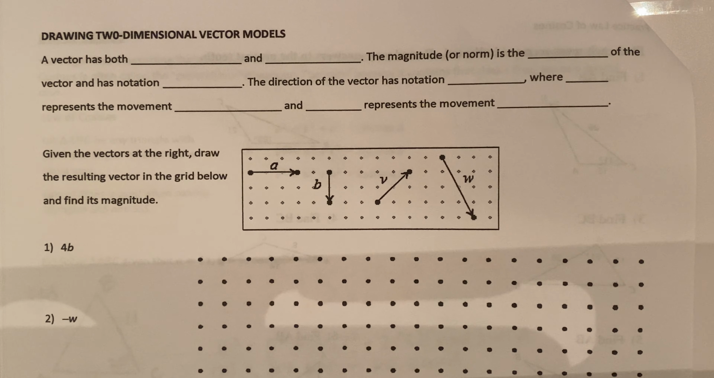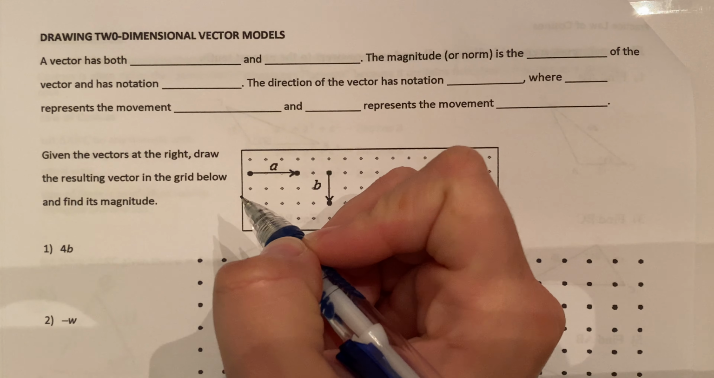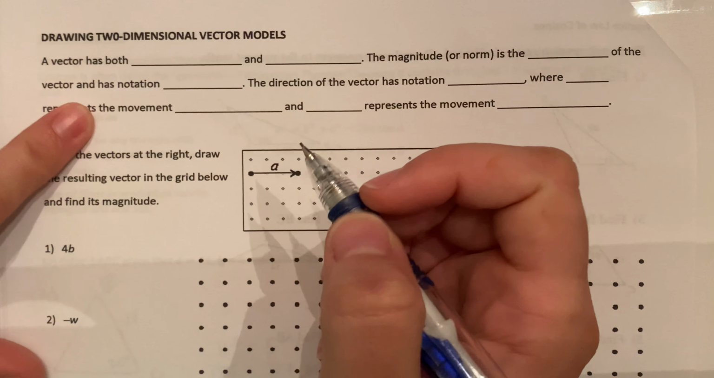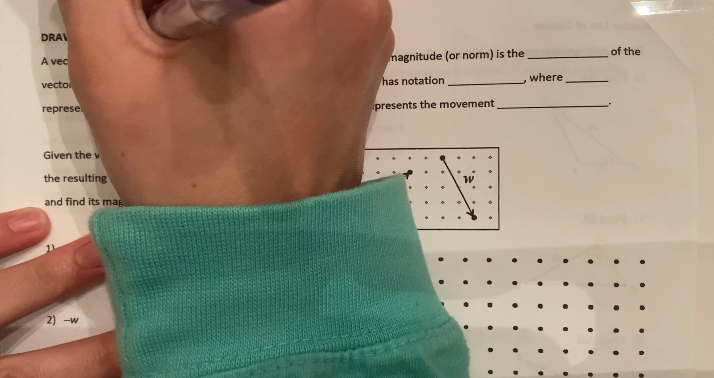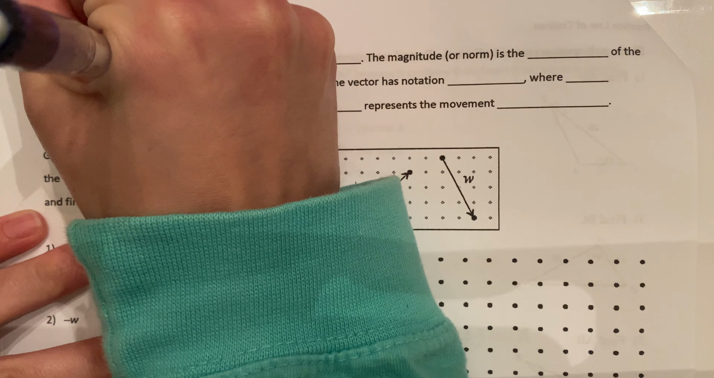Welcome to vectors. Today we're just going to start with vector models. So knowing what a vector is, how it looks, and how we add them and subtract them. So first, a few little definitions about vectors. A vector has both a magnitude and direction.